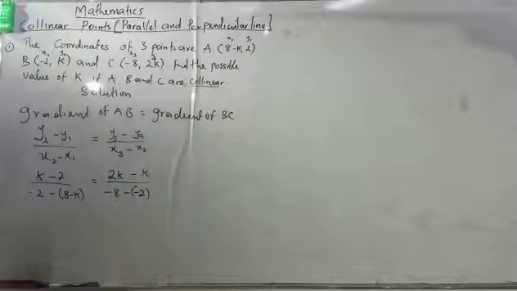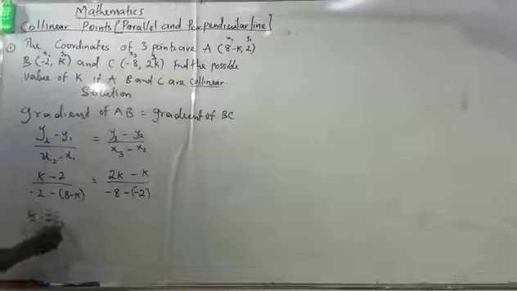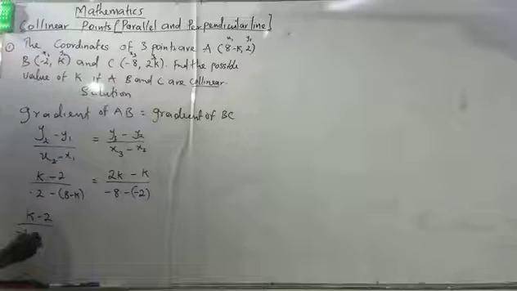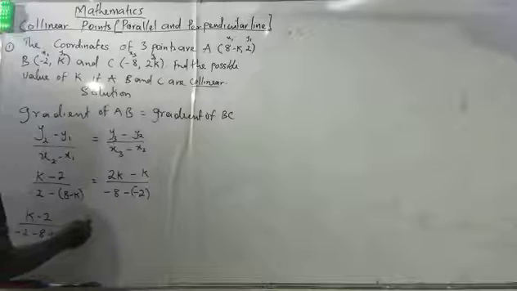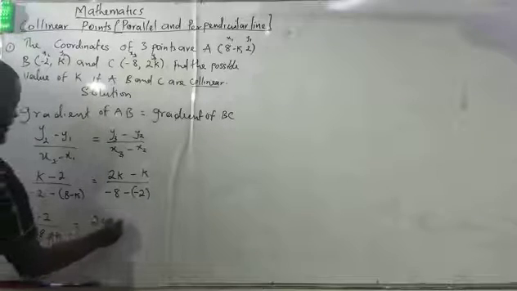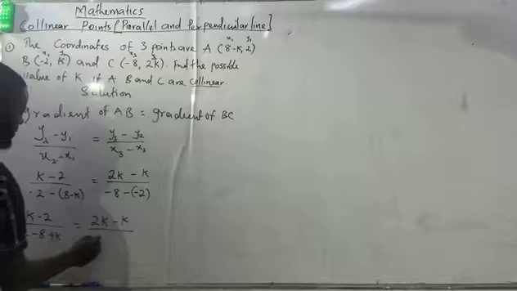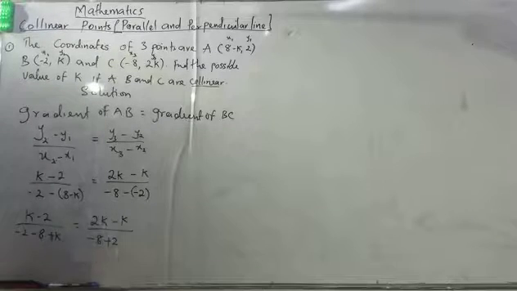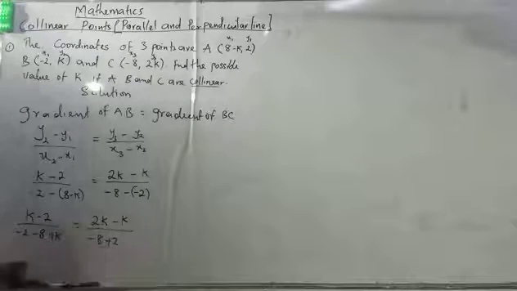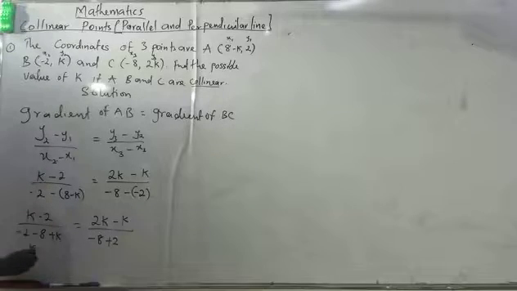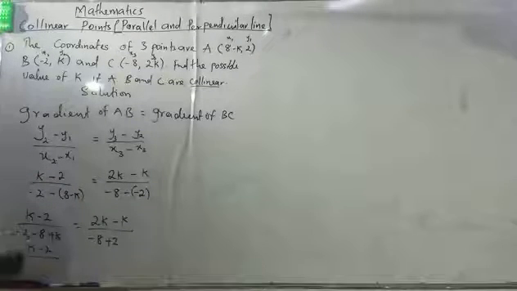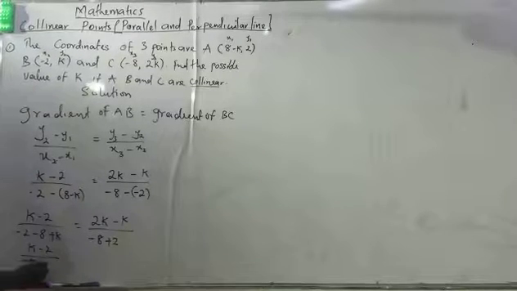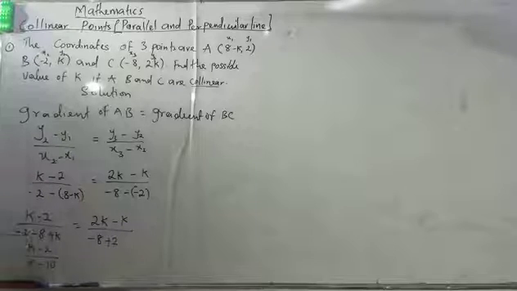Now, for me to move on, I can say that (K minus 2) divided by (minus 2 minus 8 plus K) equals 2K minus K divided by minus 8 plus 2, which is minus 6. Likewise, this will give us K minus 2 divided by, and this one will be K minus 10, because this and this will give us 10.